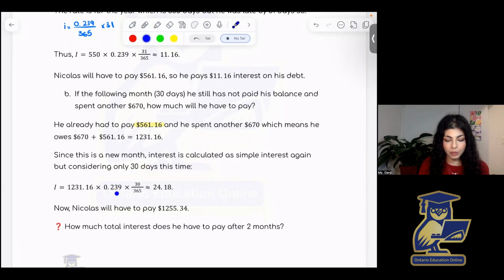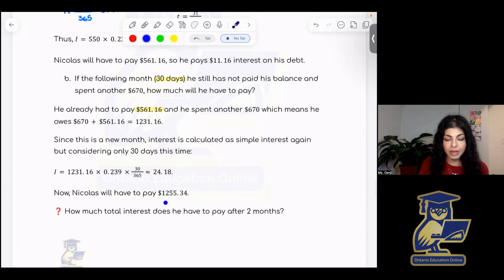So again, we do have to divide our interest by the number of days. And then in this case, we were told it's 30 days. So we multiply by 30. And the total here is $1,255.34. Now, in this question, we weren't asked how much interest, it's just how much will he have to pay.